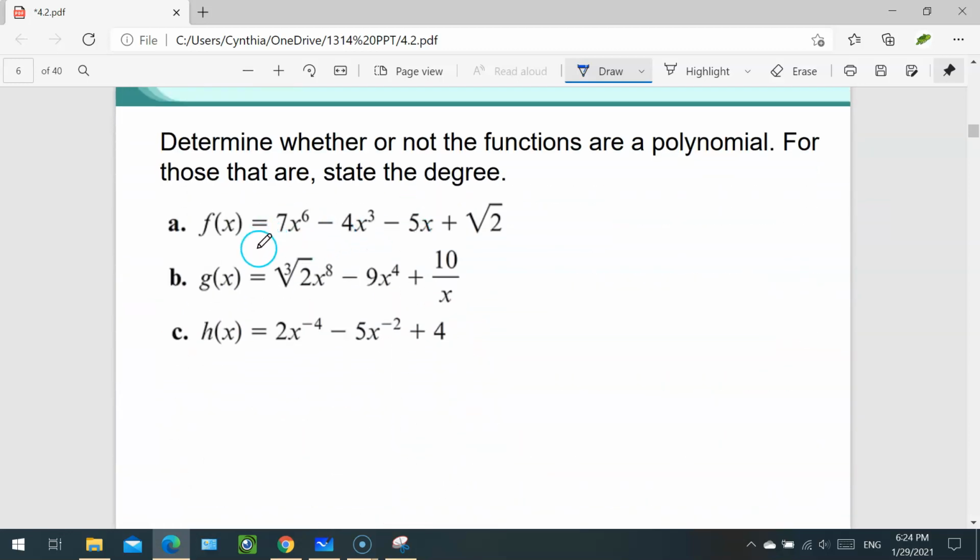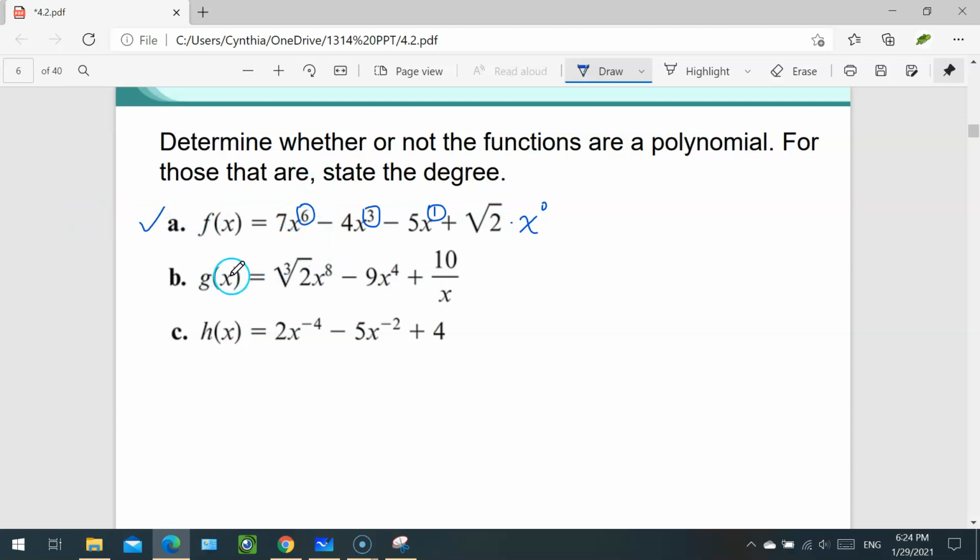So we do a practice here. Example A, f of x function. How can we determine this is a polynomial or not? The highest degree power term is 6. This is an integer, right? 5 times x, this is an integer. Root 2, there is no x term, but we count this as x to the 0. So they all have positive integer powers, which means whole numbers. So example A is a polynomial.